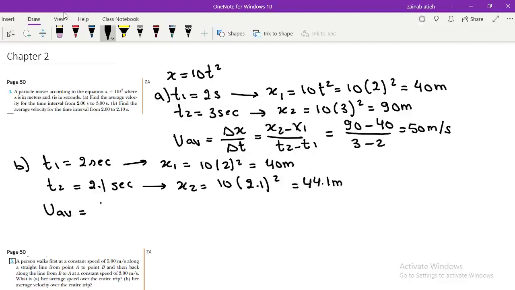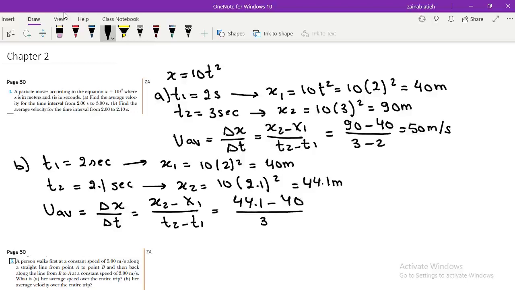So V average equals displacement over time. It's equal to x2 minus x1 over t2 minus t1. It's equal to x2 was 44.1 minus 40 over 2.1 minus 2. You will get 4.1 over 0.1. We will get 41 meter per second. Okay, this is for the average velocity between 2 and 2.1.